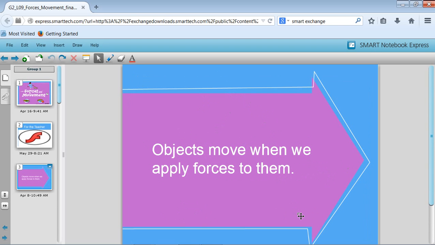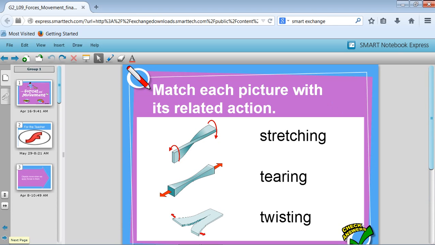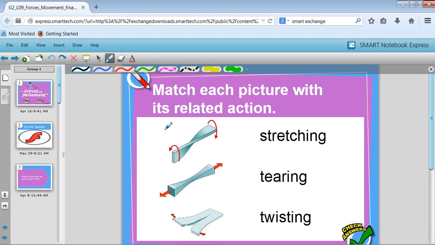Click on the lesson here, and the first thing students see is objects move and we apply forces to them. So for this slide here, they are to match each picture with its related action. So go ahead and do that. You're supposed to draw a line between the picture on the left and the word on the right.